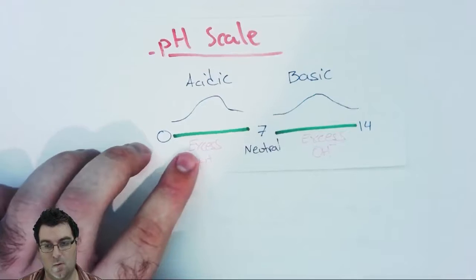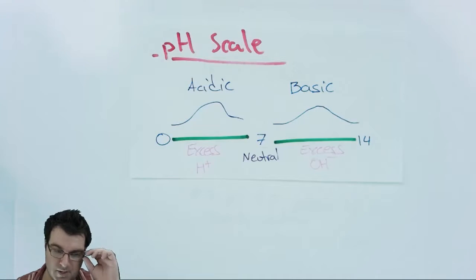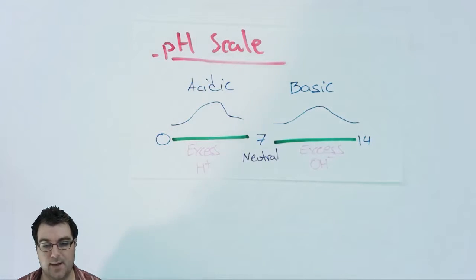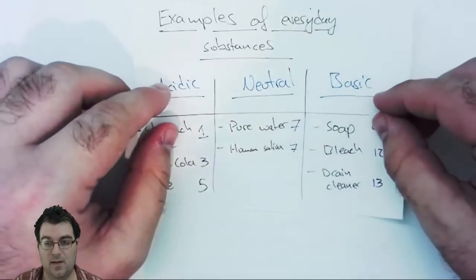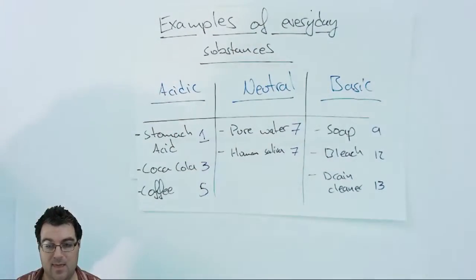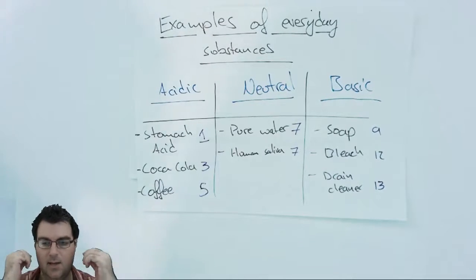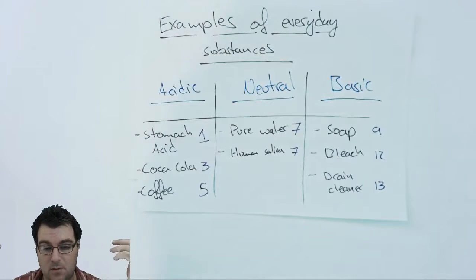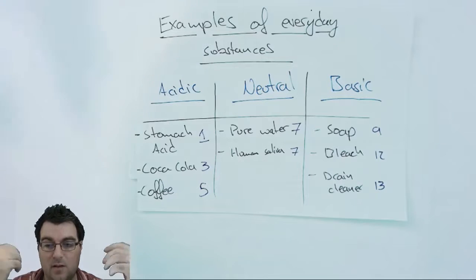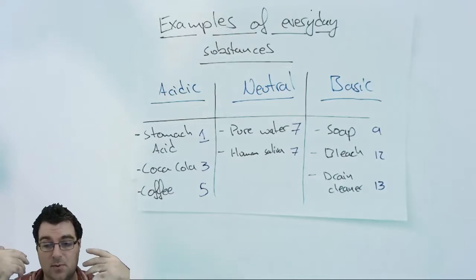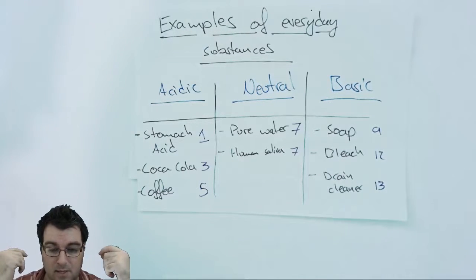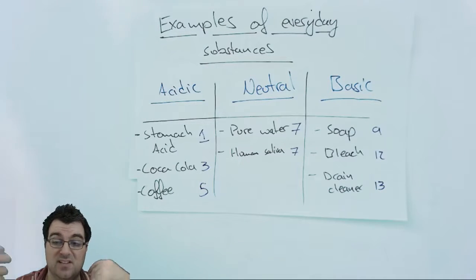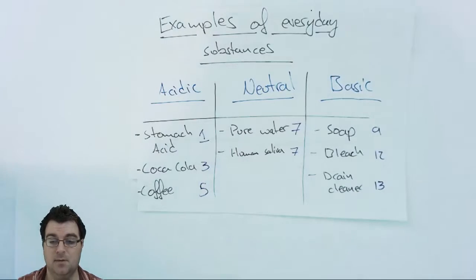Now, a nice way to finish off is to talk about some common everyday substances that we find in the world around us, and their pH. In your study notes, you're going to have to assemble a table similar to this. It's going to have to be much more extensive, and talk about the different substances we encounter throughout the course, and whether or not they're acidic, neutral, or basic.